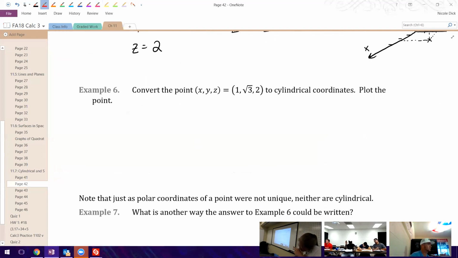All right, example 6, we are given x, y, and z in this case. We want to find our r, theta, and z. And again, the easy one is z. What's z going to be equal to? 2. The same thing. How are we going to find r or theta?